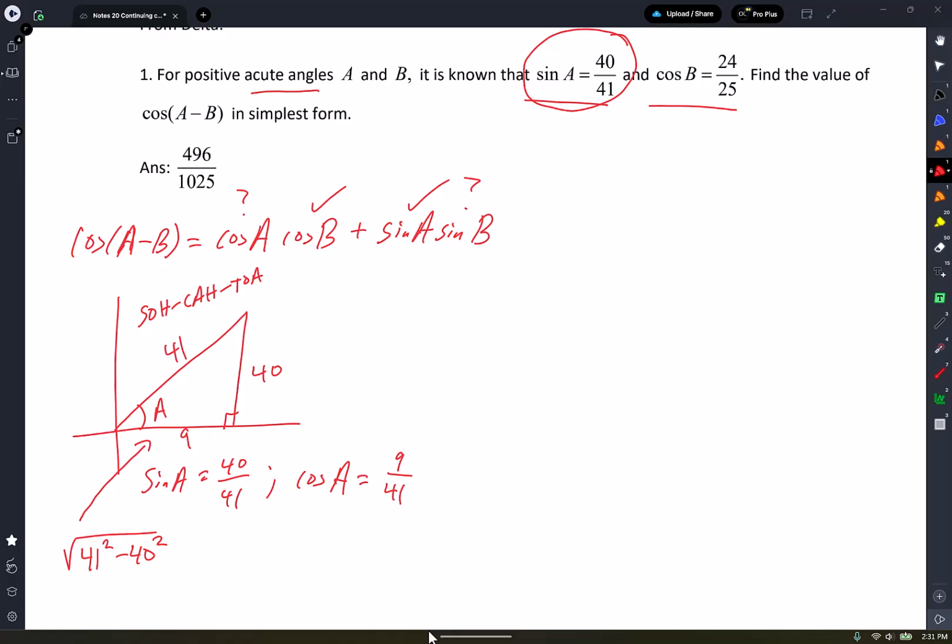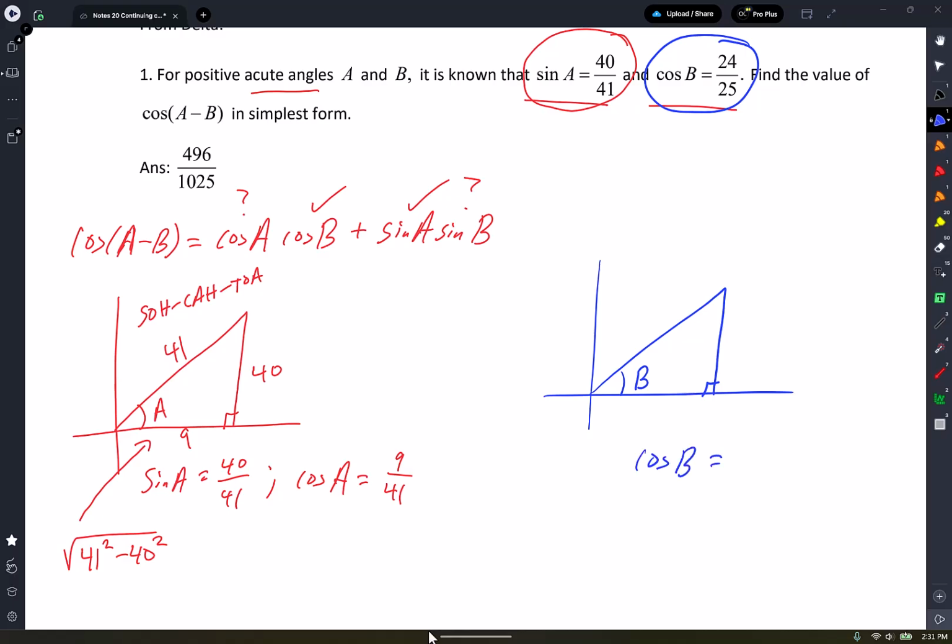I'm gonna switch colors. I'm gonna go down here and circle this one in blue, and do that one in blue. So here is angle B, not to scale. There's angle B. Label your triangles, guys. Nothing crazy, right? Okay. I know that cosine B is right here. Cosine B is 24 over 25. So cosine is adjacent over hypotenuse, so CAH, COTOA.